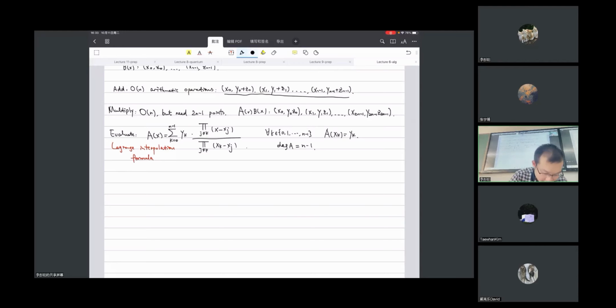But unfortunately, you can clearly see that the cost of the Lagrange interpolation formula is O(n squared), because you need to consider such a multiplication for all the k's. For each k, this multiplication costs O(n), and you have n choices of the value k here. So this is in general quite expensive in terms of complexity.